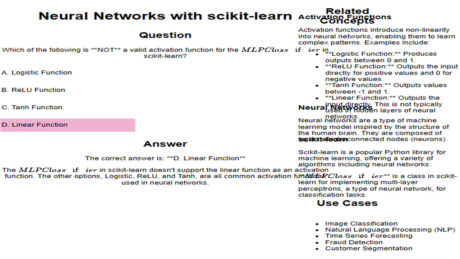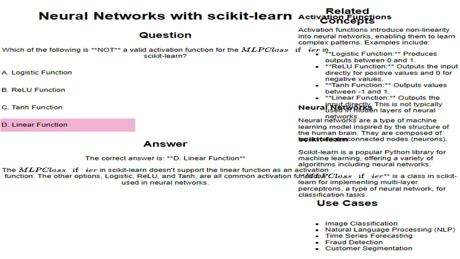Neural networks. Neural networks are a type of machine learning model inspired by the structure of the human brain. They are composed of layers of interconnected nodes, neurons. Neural networks are a powerful type of machine learning model inspired by the human brain. They consist of interconnected nodes, called neurons, organized in layers. These layers are interconnected, and information flows between them through weighted connections.